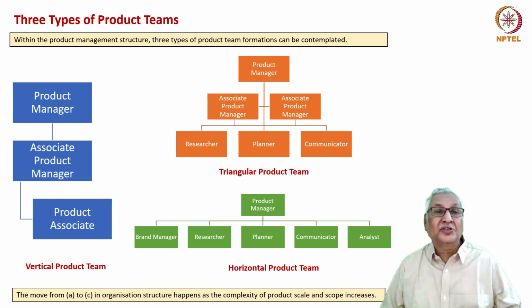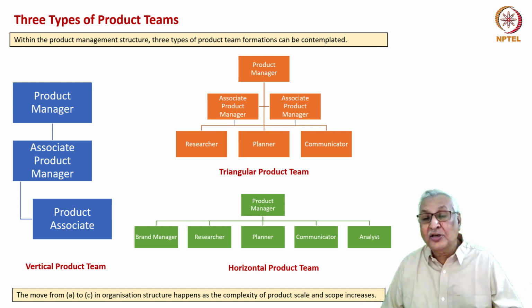We can conceptualize three types of product teams. One, vertical product team, that is, you have a product manager, under him you will have an assistant product manager or associate product manager, and there would be a product associate. Each of these people will be looking at different sub-functions based on the competence and capability of the individuals and the complexity of the functions.